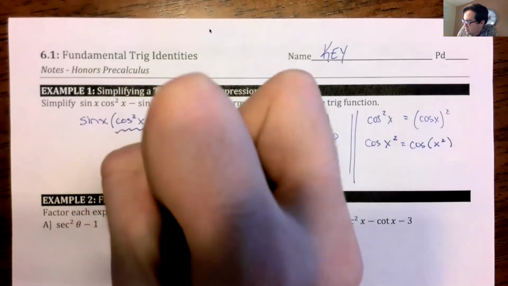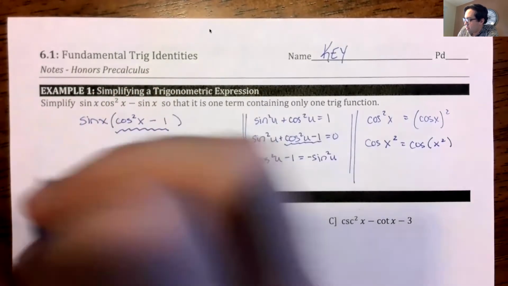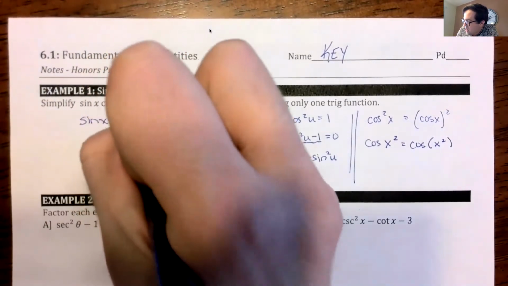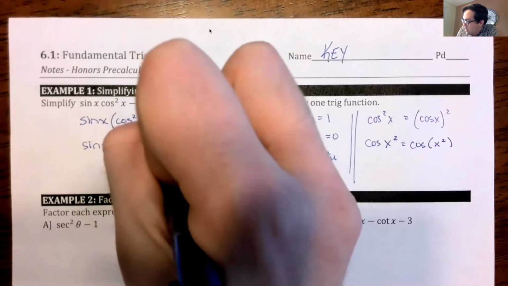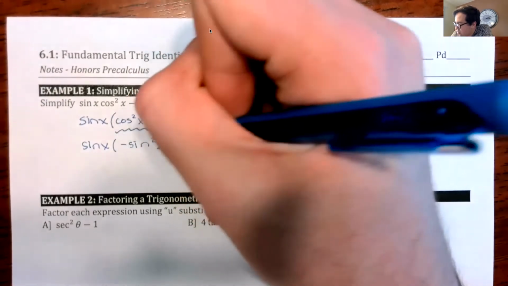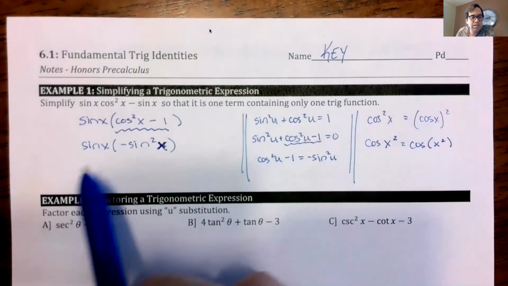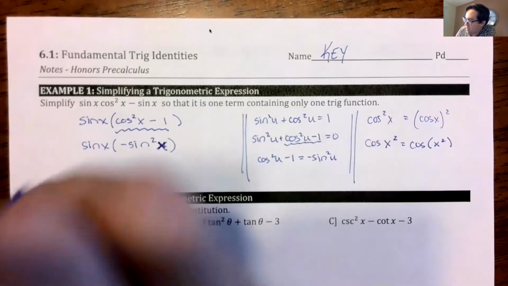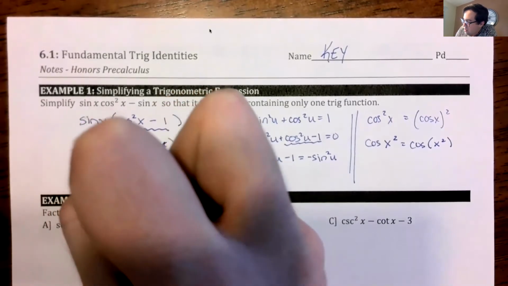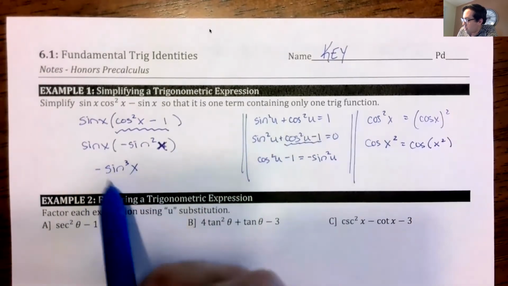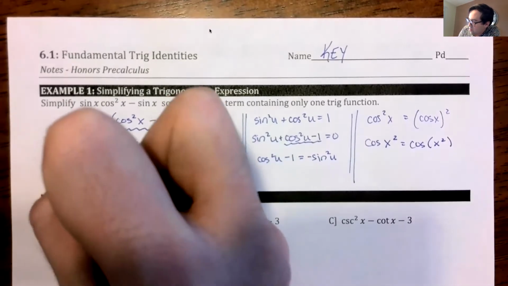So this we're going to replace with negative sine squared. And since x is in place of u, I'm going to write an x there. My hand was probably covering it anyway, so you probably couldn't see it in the camera, but that's an x. So it's sine x times negative sine squared of x. And this can multiply. If we have 1 sine x multiplied by sine squared, it's going to become negative sine cubed of x. And now we have one term, and it's containing only one type of trig function, right? Sine. So we did it.